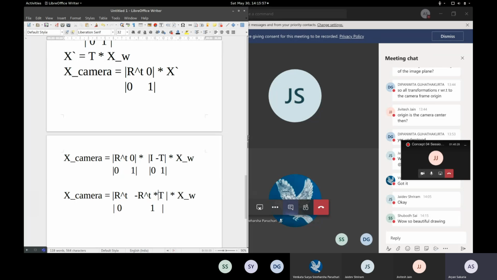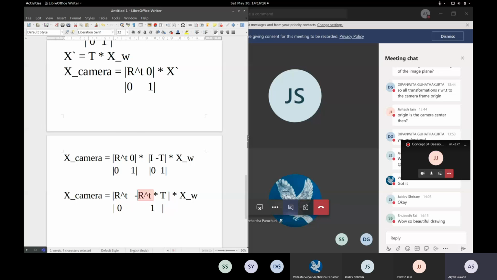R transpose T into T. Is this cool? Yeah, okay. T is a vector, a 3x1 vector. Yeah, okay. And R transpose T is also a 3x3 matrix. Cool.